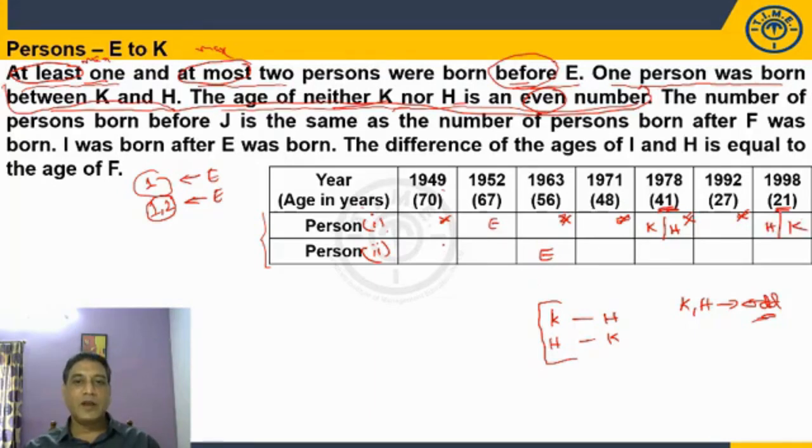In the second arrangement, K and H cannot be taken here and here because one is an even number. They cannot be taken here and here because one of them is even. Both should be odd. We cannot take them here and here, and we can take them here and here. So even in the second case, K and H are going to be in these two positions only. Yes? Okay, let us remove all these marks.